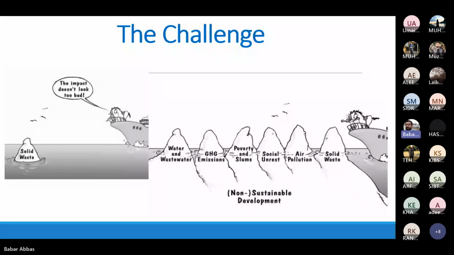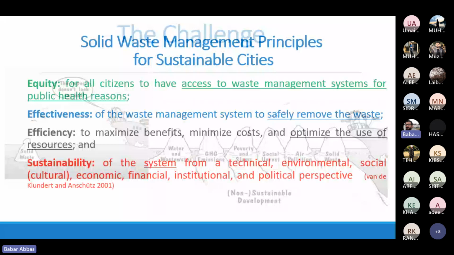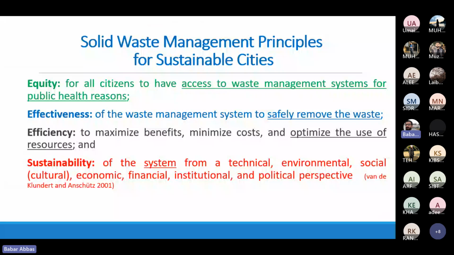The waste management principles for sustainable cities say that there should be equity for all citizens to have access to waste management systems for public health reasons. It should not be that some people are getting an important service and the rest are not having the same quality of service. Effectiveness: the waste management system must safely remove the waste. The system must be robust enough to remove the waste in a timely manner.